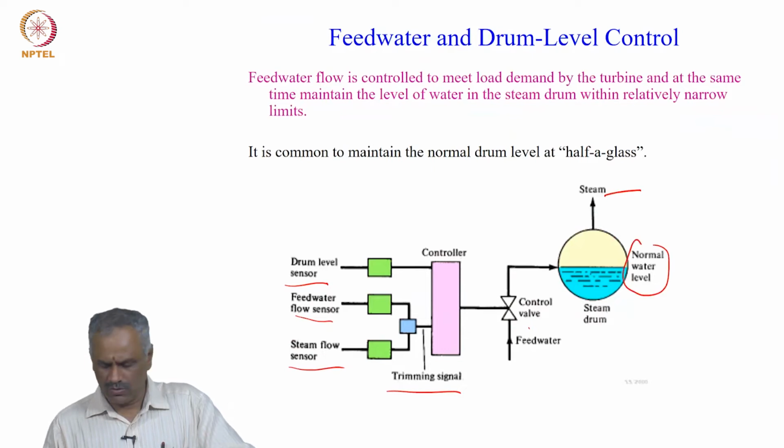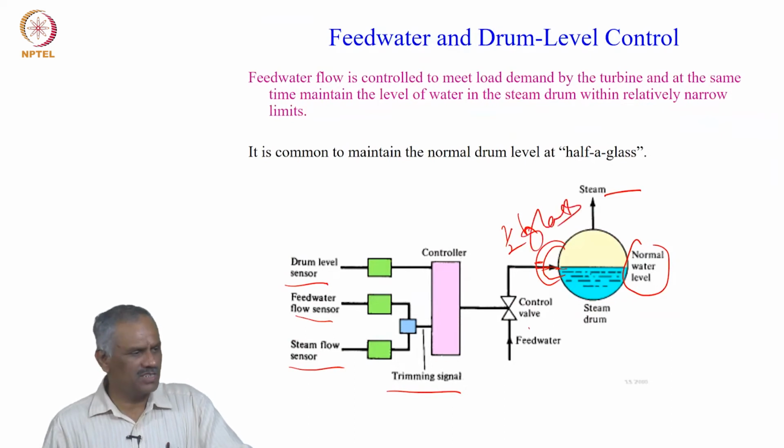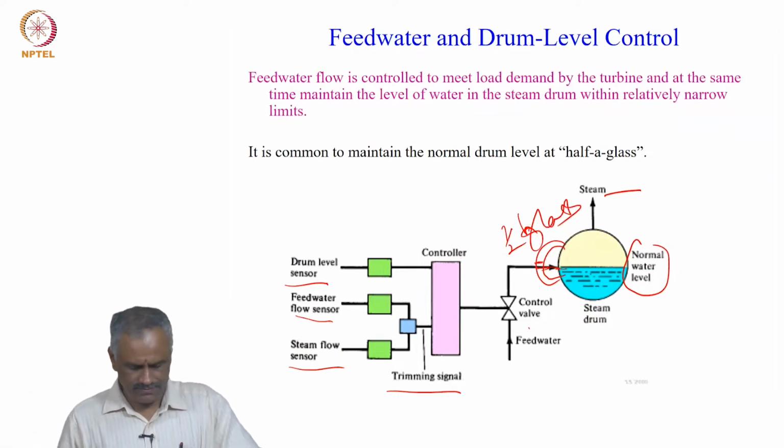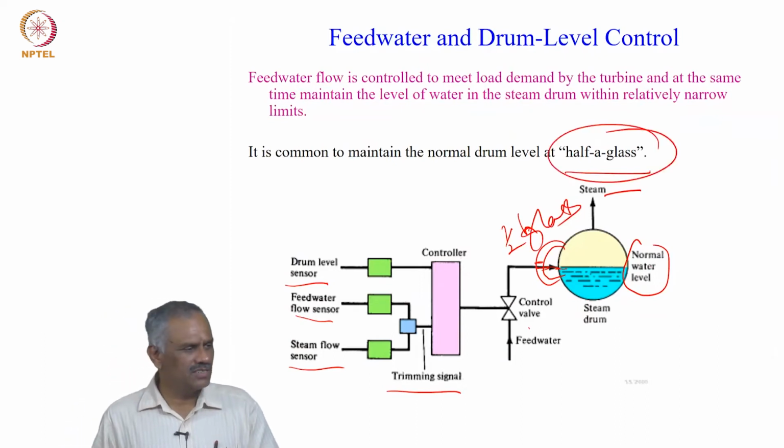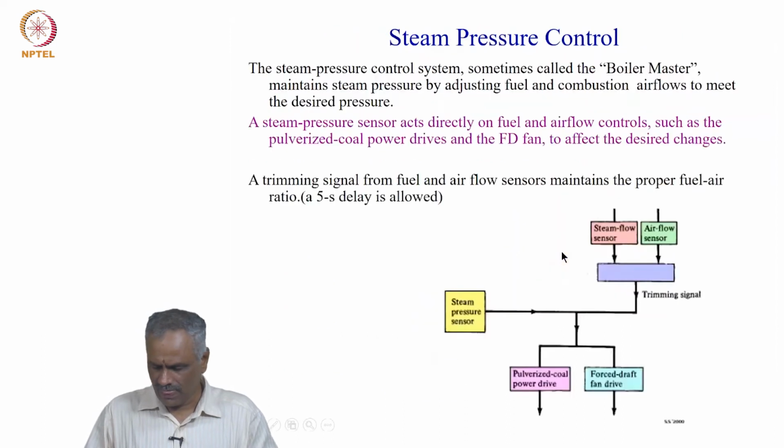Okay. As I mentioned earlier, they used to connect a glass tube, and wherever the glass is there, the level can be seen. This should be half glass. Half glass means it should be 50% of the drum; if it goes below, you admit water into it. This is the common practice I have mentioned: half a glass means it should be 50% of that.